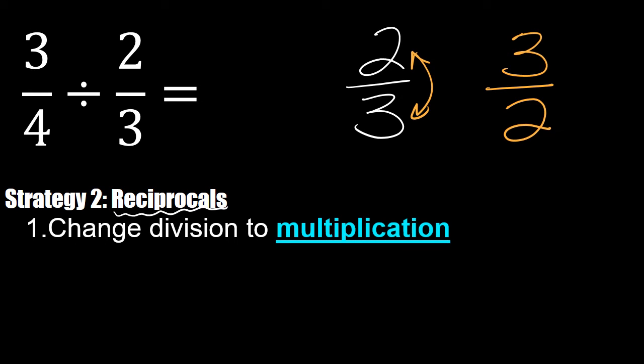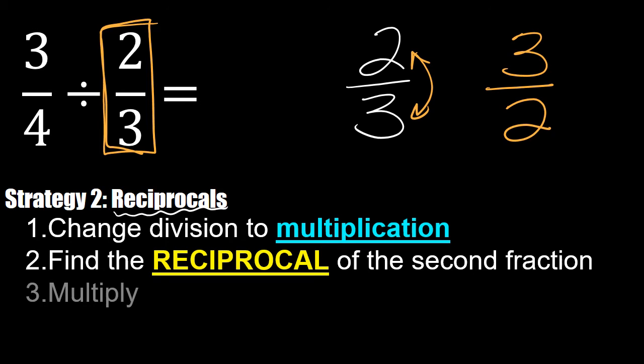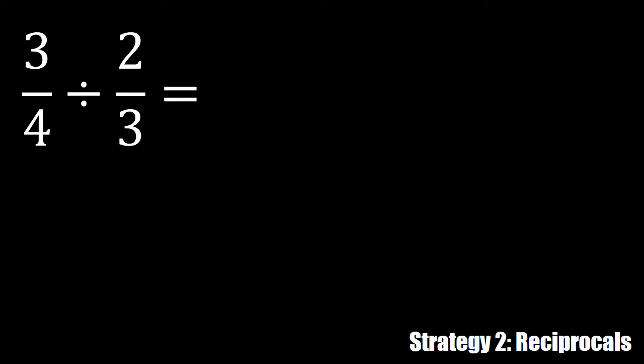So in doing this, when we talk about reciprocals, what we're going to do is change the division sign to a multiplication sign. And then we're going to find the reciprocal of the second fraction. The first fraction we don't touch, we find the reciprocal of the second fraction. Then we multiply and simplify. So let's do it. Here's the way that this works.